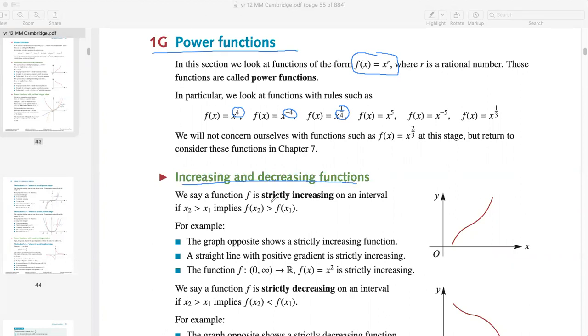If we say the function is strictly increasing, it means it keeps increasing. So if my x2 is greater than x1, it implies that f(x2) is always greater than f(x1). And if we're talking about strictly decreasing, it means if my x2 is greater than x1, then my f(x2) is always less than my f(x1). So it's going to look like this. It's pretty straightforward. Let's keep going.